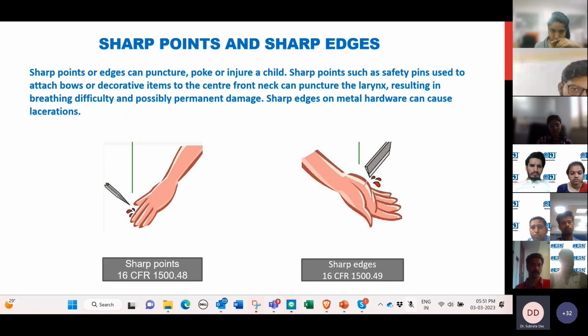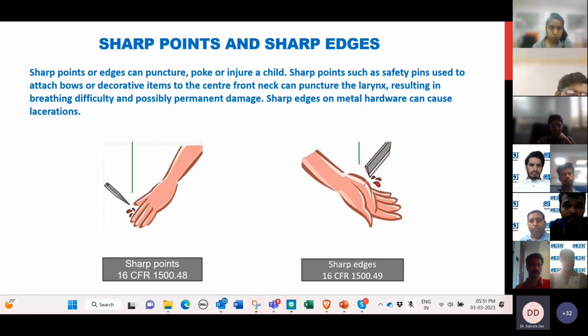Okay, like a safety pin, which is used to attach bows or decorative items to the center front neck, and it can puncture the larynx, resulting in breathing difficulty and possible permanent damage of the vocal cord from where the voice comes. So the larynx relates to the voice or our swallowing behavior, when we are taking food, that is controlled from that part of the body. And sharp edges on metal hardware can cause lacerations. It is a very deep cut, that is called laceration. So a deep cut can happen due to the sharp edges.